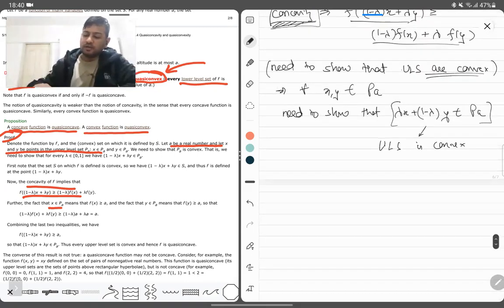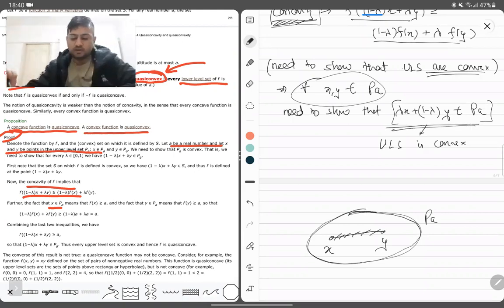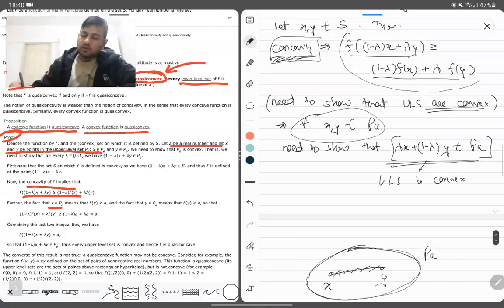What I'm doing here is saying that there is some upper level set P_a. In that, I'm taking two points x and y. So I'm showing that for any x and y belonging to any P_a, take any upper level set and any x and y in it, the line segment connecting them will always lie in P_a. That is what I'll show if I show this particular thing. I know that this thing holds because it is concave, and I need to show that this thing will also hold. So basically, I want to show that this would imply this.